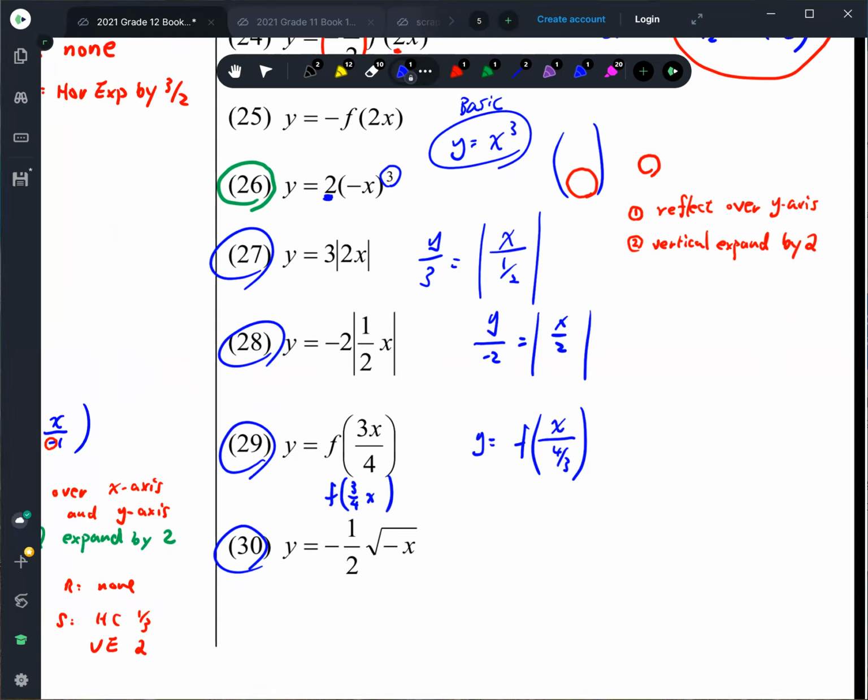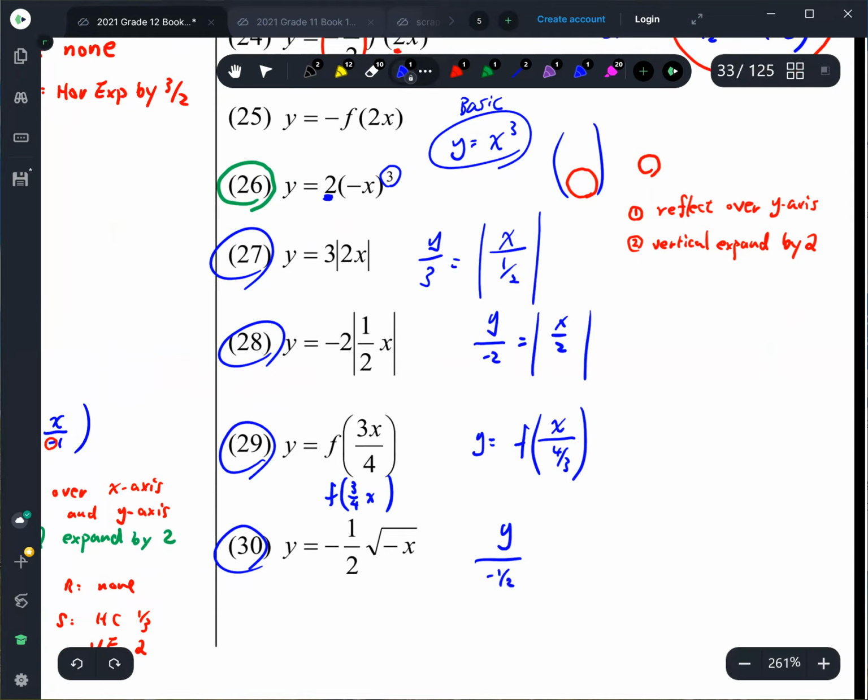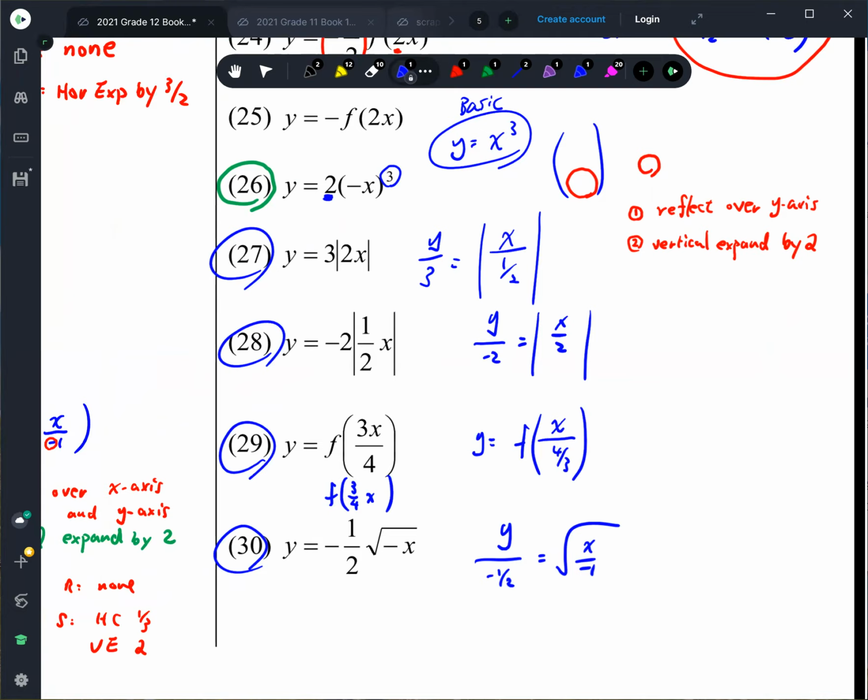Y over -1/2 is equal to the square root of x over -1. Yeah, very good. And the story, what do you say? Reflects over the x and y axis. Yeah, reflects over the x and y axis and vertically compressed by 1/2. Yeah, okay, I think you get this now.